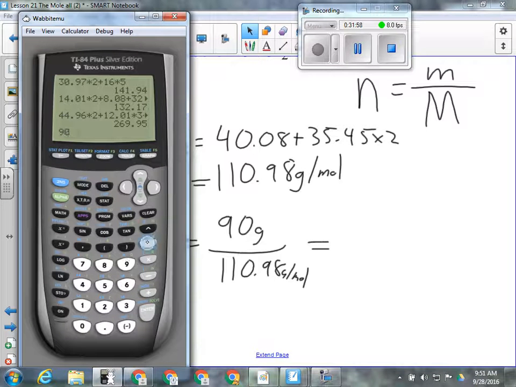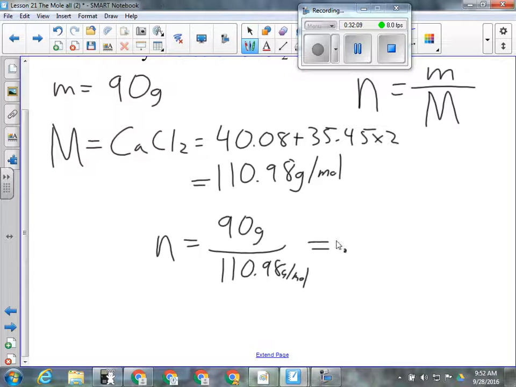So 90 divided by 110.98. All right, so we're looking at 0.81 moles. 2 decimal places will be fine. Okay. That's as easy as they get, because you didn't have to manipulate the equation. Everything was there. The formula was written out for you. When we get a little more into this, I would give you the name. You would have to write the formula, then calculate the molar mass. That is where we are headed into tomorrow.